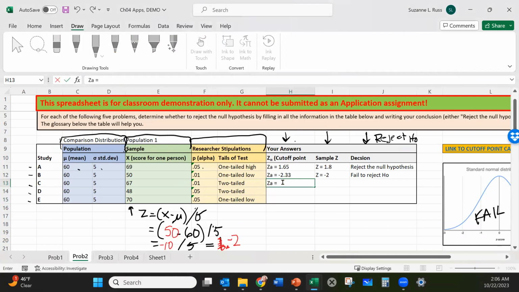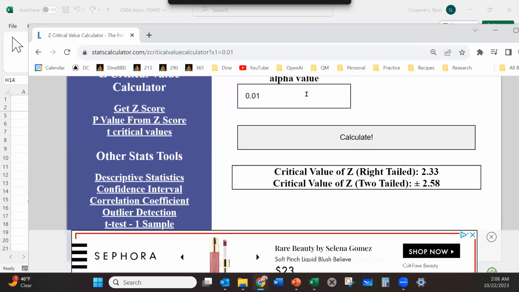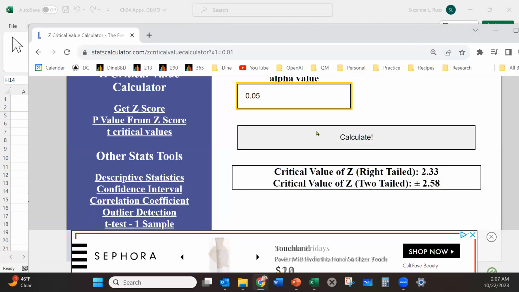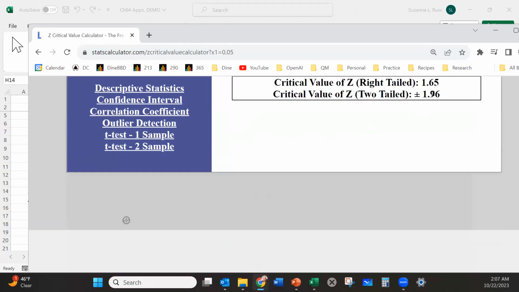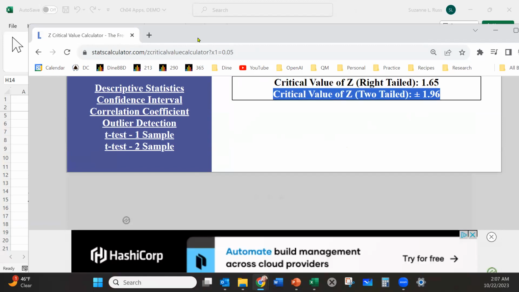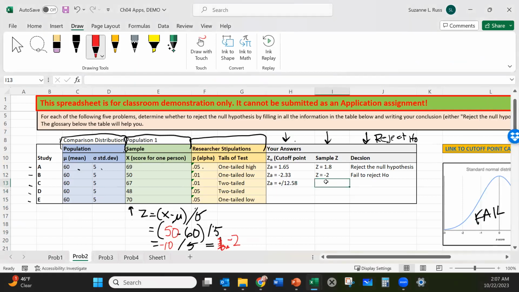Z alpha equals plus or minus 2.58. Next, we have 0.05 in a 2-tailed test. So let's see what that cutoff point is. Let's enter the 0.05. Calculate, and we can see the cutoff is plus or minus, for the 2-tailed, 1.96. And you know critical value means the same as cutoff point. So let's write that. Oh, I see a typo here. That should have been a plus or minus 2.58.